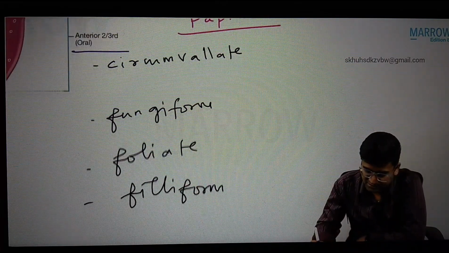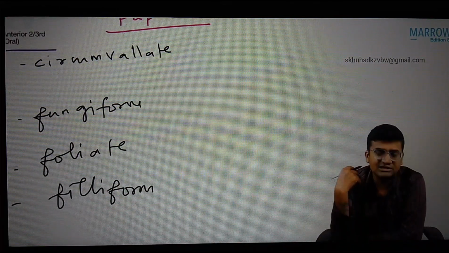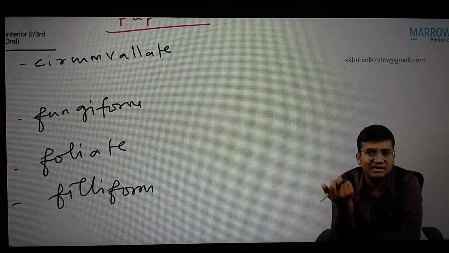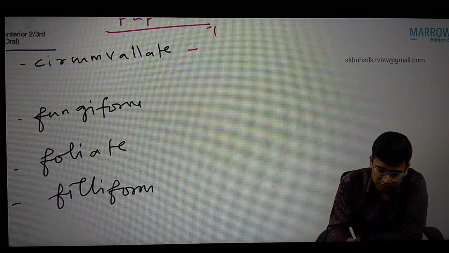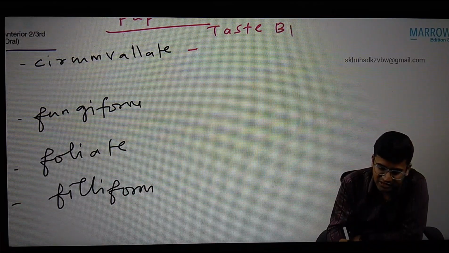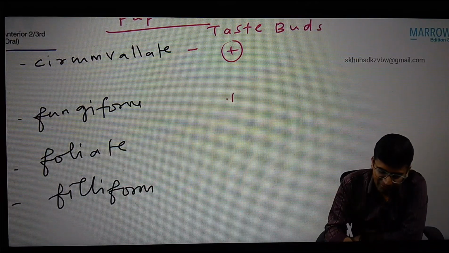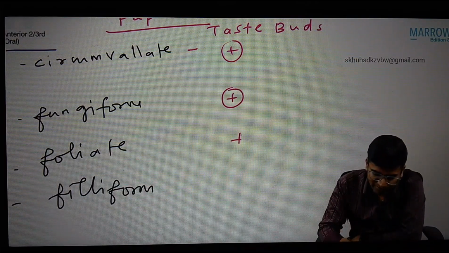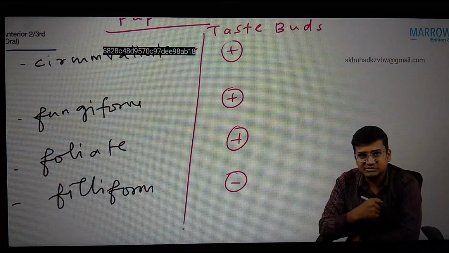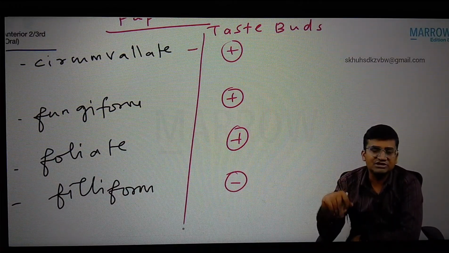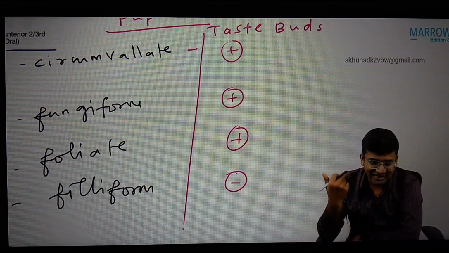Now circumvallate papilla. See, I told you these papillas are nothing but the projections of lamina propria. They contain taste buds. So next heading, taste buds. Circumvallate papilla, they have taste buds. Fungiform papilla, they have taste buds. Foliate papilla, they have taste buds. Whereas filiform papilla, they do not have taste buds. Why, sir? Filiform papilla function to provide the grip for the food substance. So it is not having taste buds.